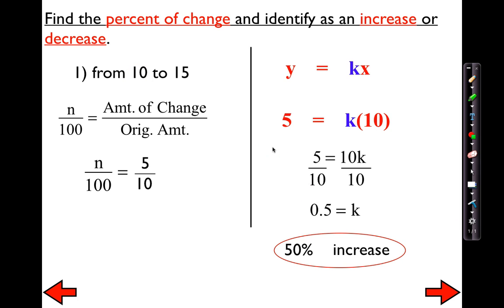So one thing I want to reiterate is that it is a 50% increase. Why? Because the values went from a 10 to a 15. So the values did increase.